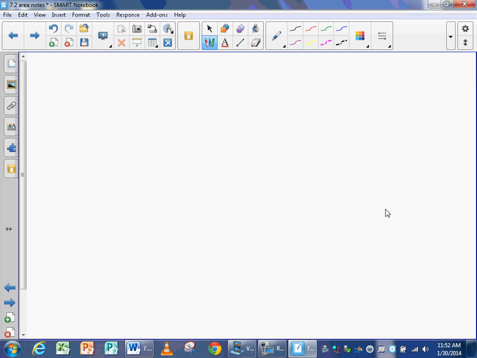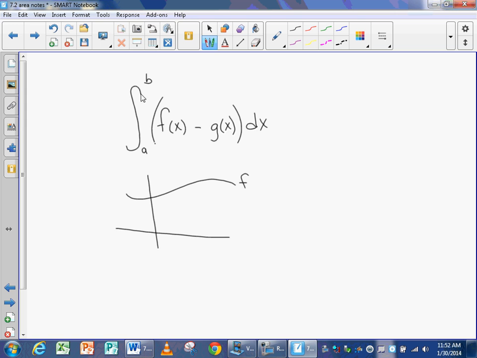Just a quick reminder in case you've done something else in between: when we did that area lesson, all we talked about is that if you take the integral from a to b of f of x minus g of x dx, it's going to give you the area between two curves, where f of x is on the top and g of x is on the bottom, in between values of a and b. So the integral of f of x minus g of x, being top minus bottom, gives you the area between two curves on a graph.